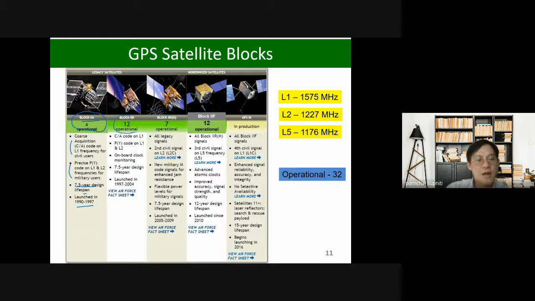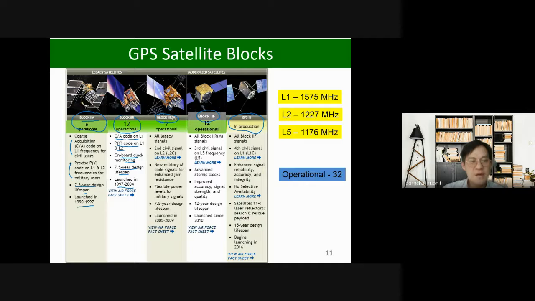Then Block 2R, now there are 12 operational satellites. They consist of C/A code on L1, P(Y) code on L1 and L2. They have onboard clock monitoring, also a 7.5 year lifespan, launched in 1997 to 2004. So some satellites, although you plan them for only 7.5 years, last longer. And then there are Block 2R-M, Block 2F, and now in new service is GPS 3, which is the new generation, the modernization generation.